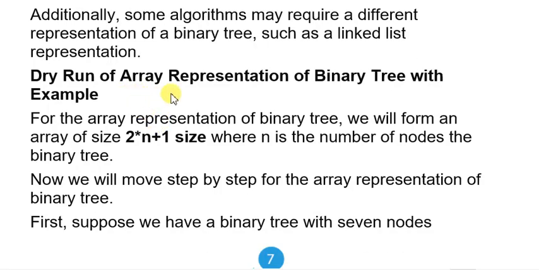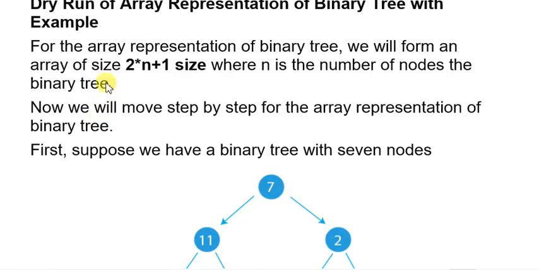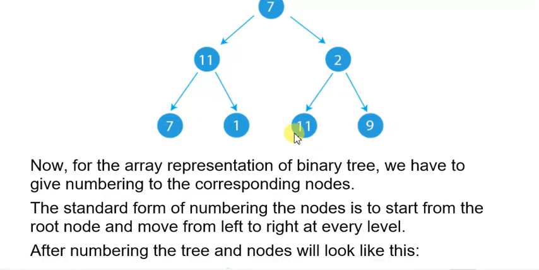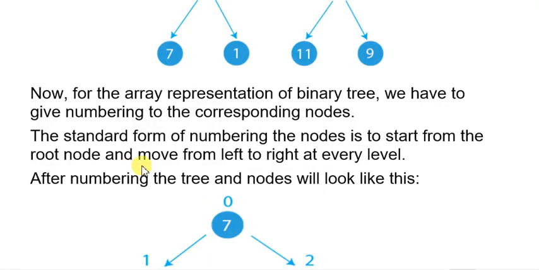Dry run of array representation of the binary tree with an example. For an array representation of the binary tree, we will form an array of size 2*n + 1, where n is the number of nodes in the binary tree. Now we will go step by step. First, suppose we have a binary tree with 7 nodes. For the array representation, we have to number the corresponding nodes. The standard approach is to start from the root node and move left to right at every level.